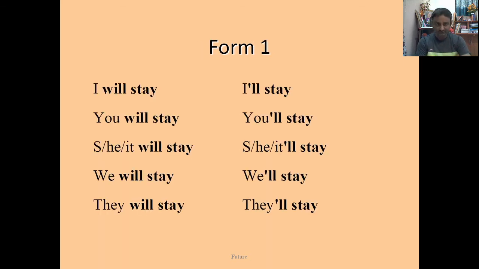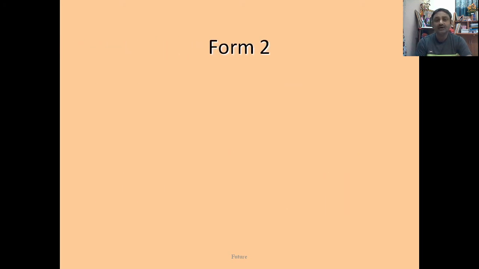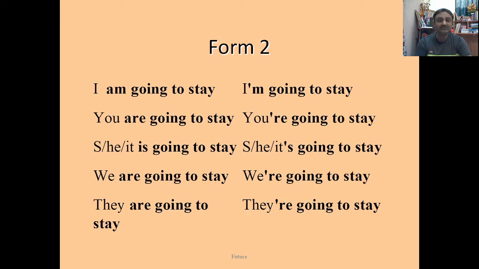Now the first form, I will stay. Similarly with the shorter format, you will stay, she, he, it will stay, we will stay, they will stay. Now the second form, I am going to stay, you are going to stay, he, she, it is going to stay, we are going to stay, they are going to stay.